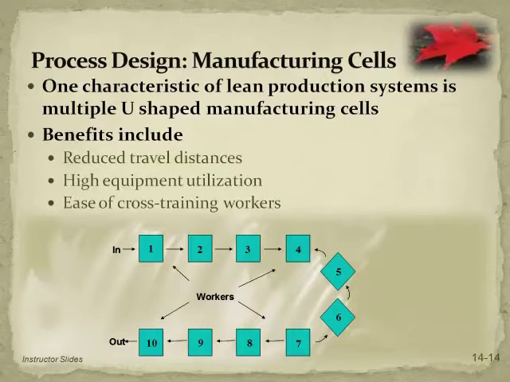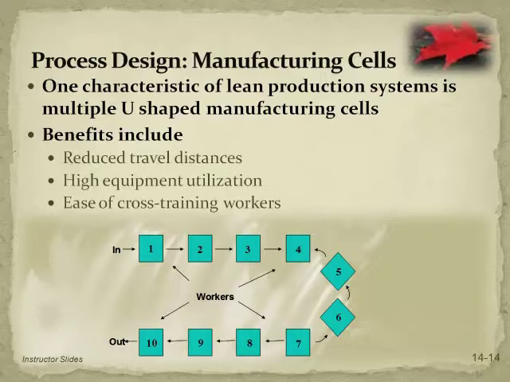So each of the little boxes in this slide represents a different piece of equipment. So I have a product that is going to begin at machine 1, and when it finishes there, is going to machine 2, then machine 3, and so forth, until finally it finishes out through machine 10 and the product is complete. Now, the distance between machine 1 and machine 2 is very small, just a matter of a foot, or maybe even less than that.